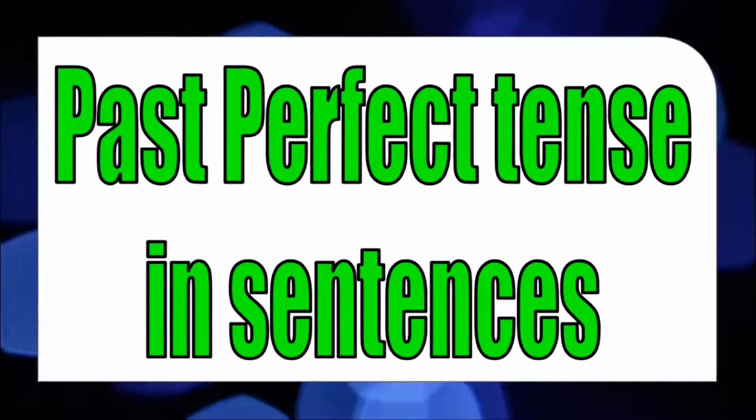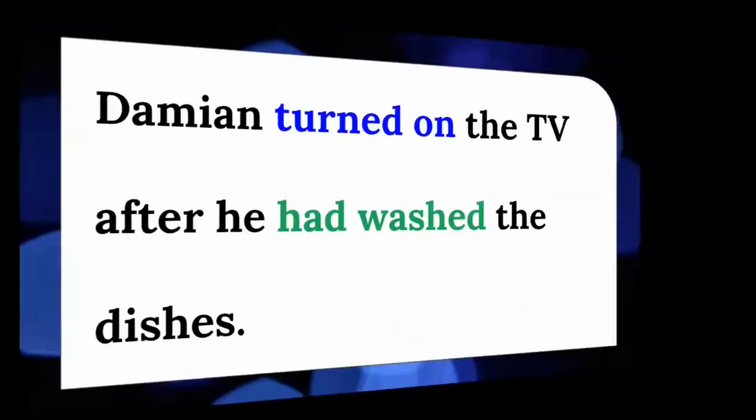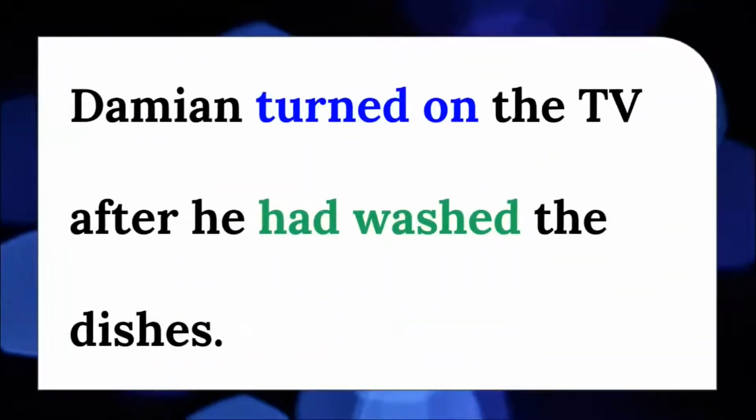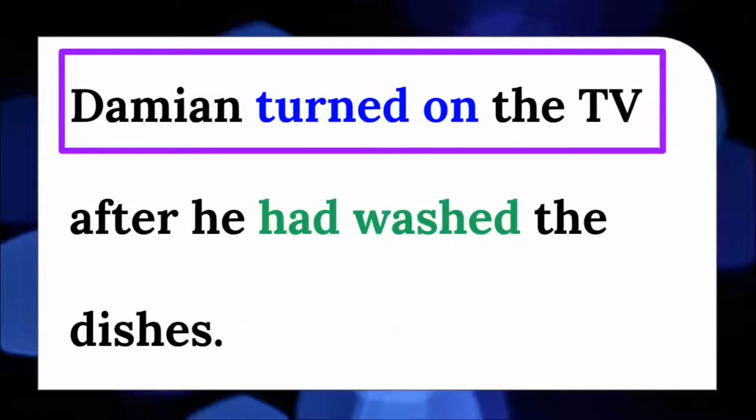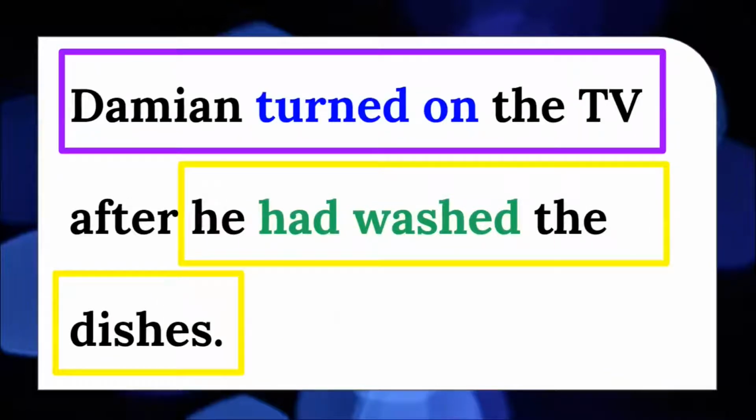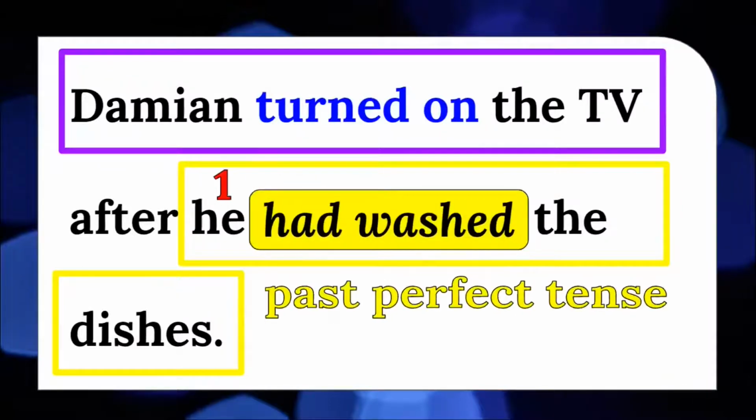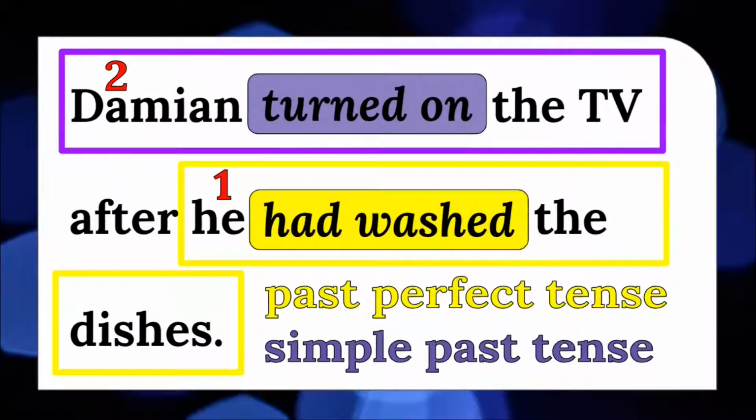Let's look at some examples of past perfect tense in sentences. Damien turned on the TV after he had washed the dishes. The two actions that happened in the past are Damien turned on the TV. He had washed the dishes. The first action that took place is he had washed the dishes. We use the past perfect tense had washed. The second action that took place is Damien turned on the TV. We use the simple past tense turned on.